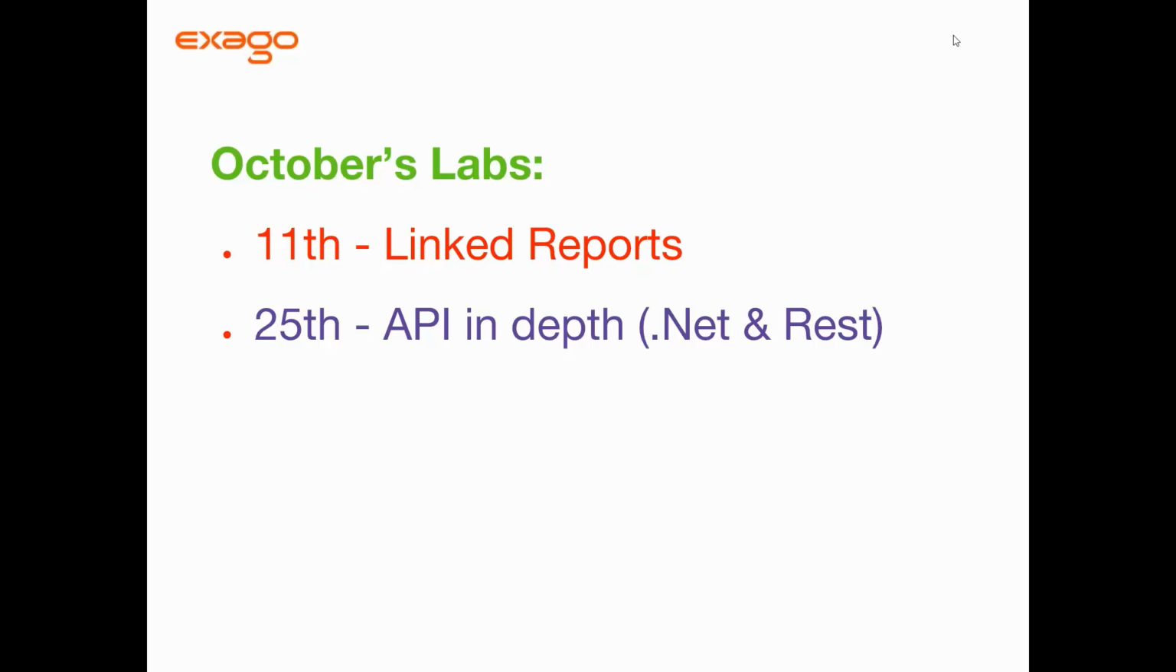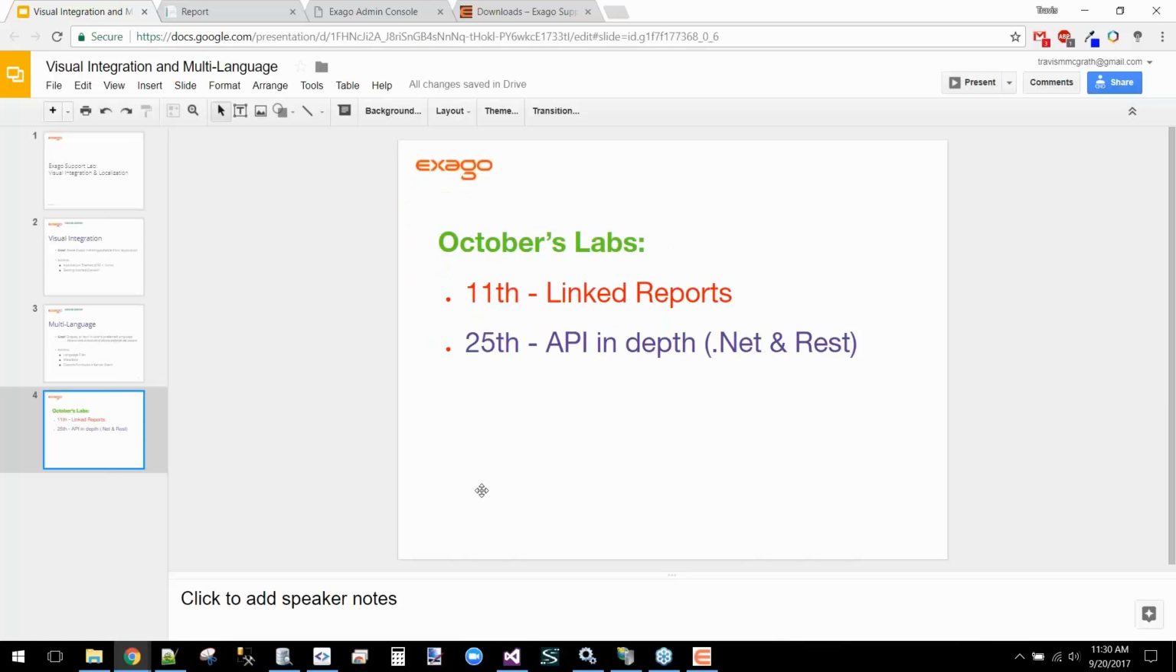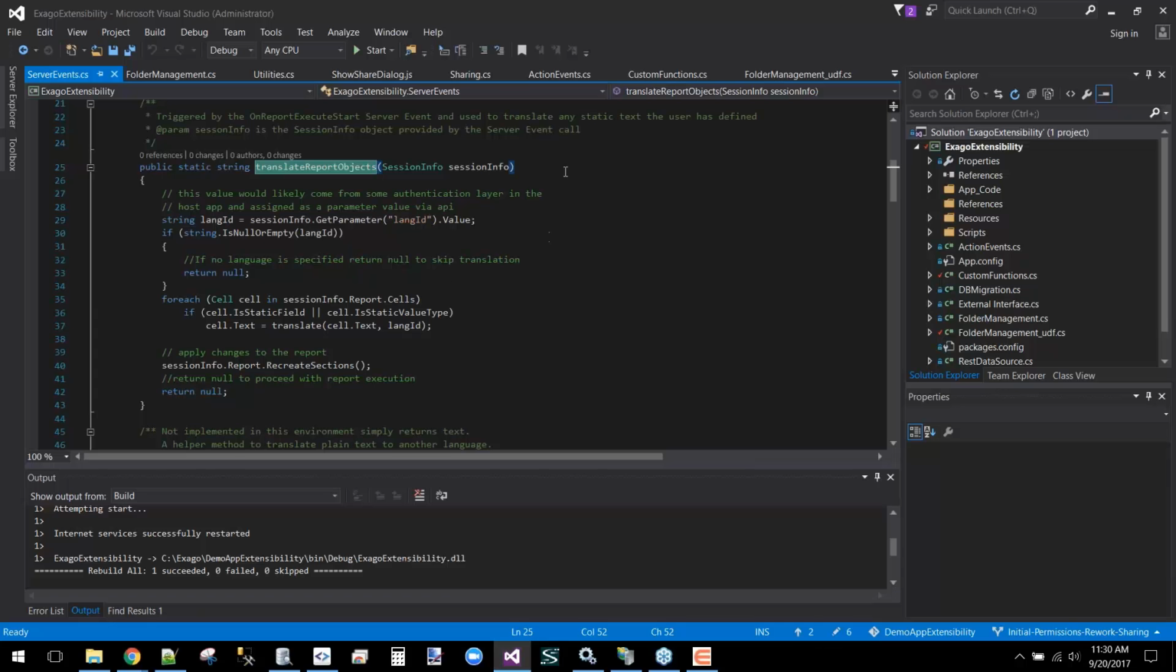Great question. On the server event, can you utilize parameters that have been set via the API? And the answer is absolutely. Because all of our server events have access to our session info, they know what settings have been made through the API. So you can look for parameters. You can change this based on the language settings of Exago, but also other parameters you set, or even based on which user it is or which report is being executed. So you have a lot of fine-grained control here. This is a very basic example.